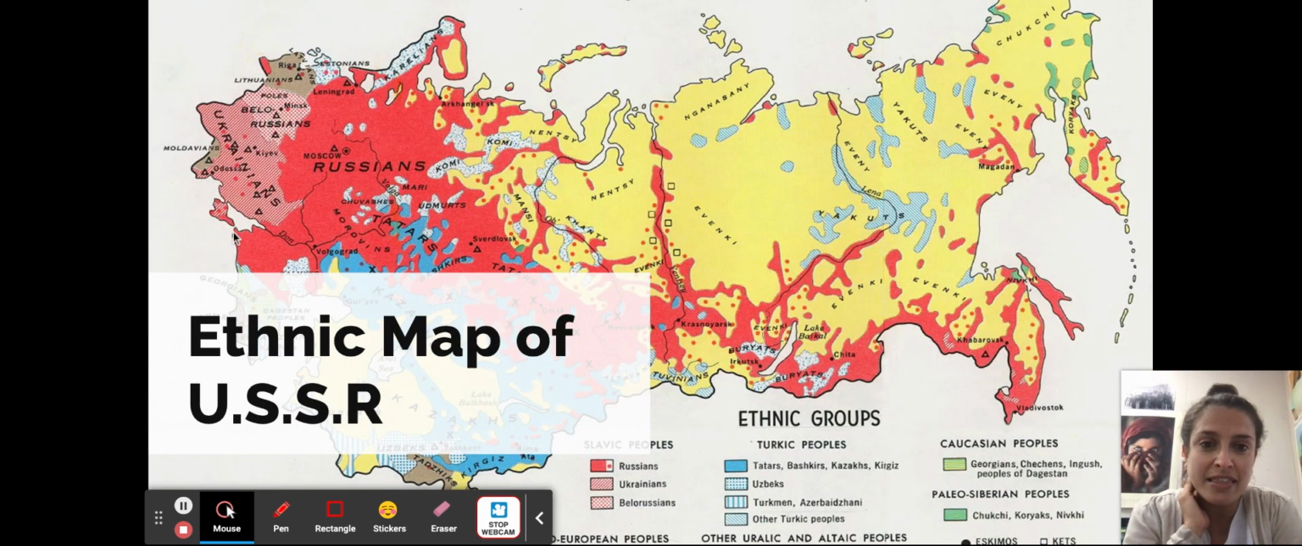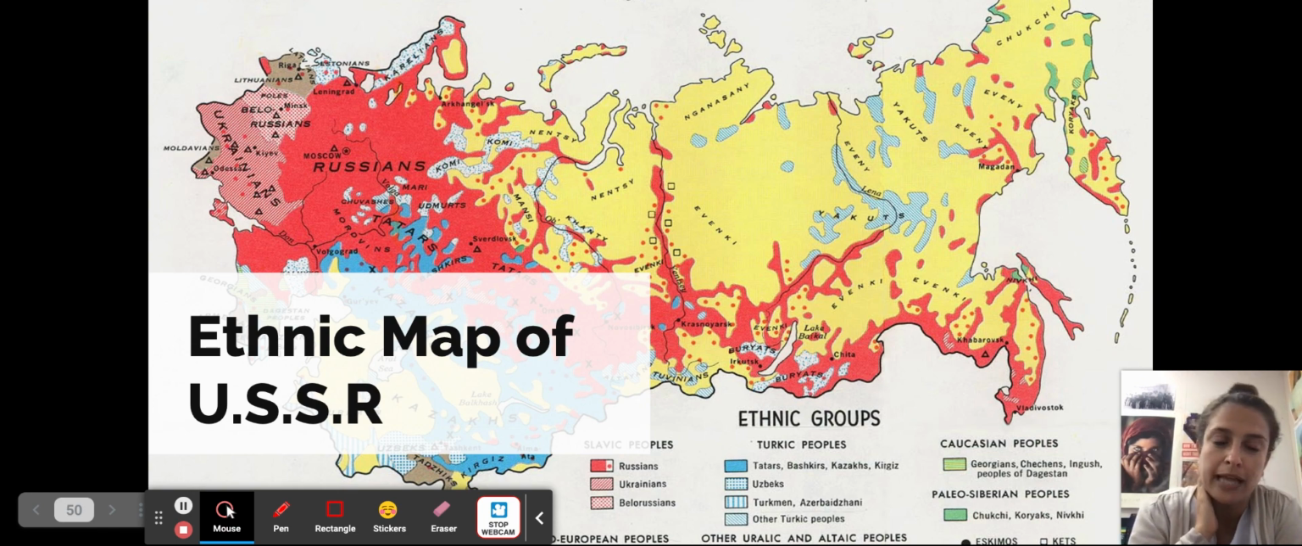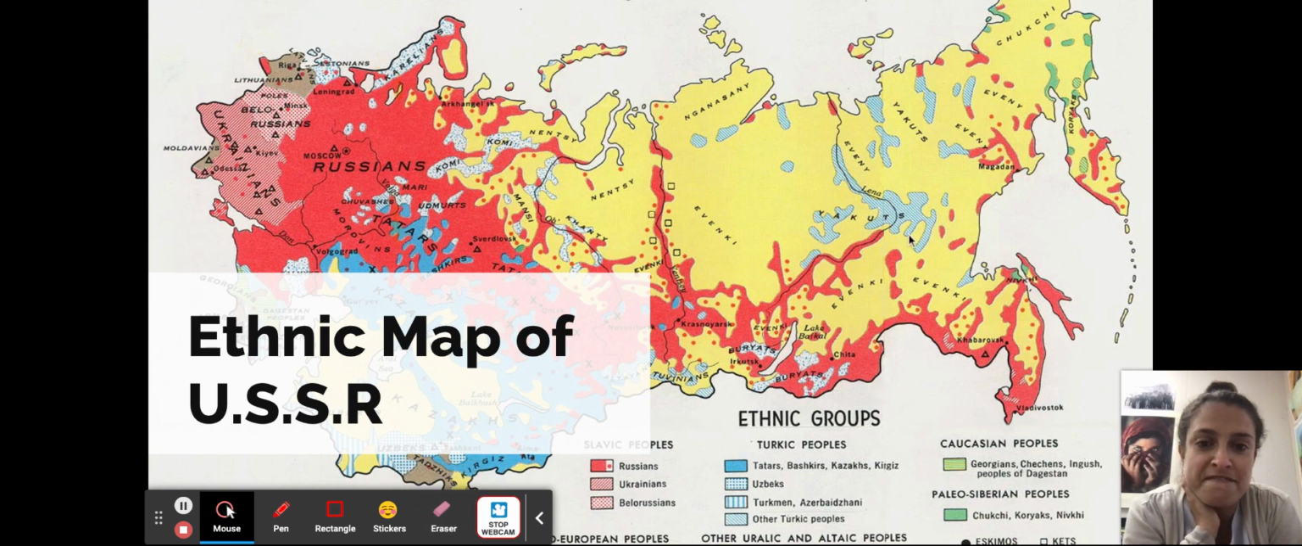Here you can see an ethnic map of the USSR, and the USSR was the name for Russia before it collapsed in the early 1990s. So you can see it's a very diverse area and quite large.